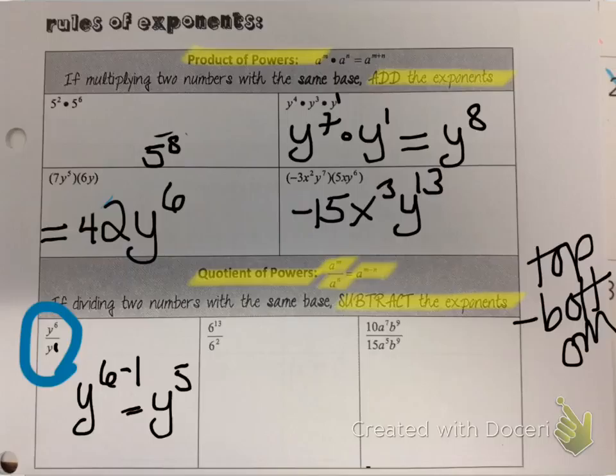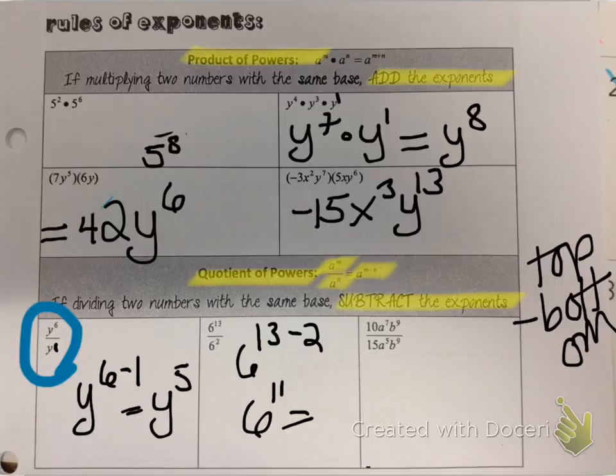Next up we have 6 to the 13th divided by 6 to the 2nd. So that makes 6 to the 13 minus 2, or 6 to the 11th power. And since those are both numbers, you can actually simplify that out if you want to, but for all we're doing right now, I'm just going to leave it as 6 to the 11th.